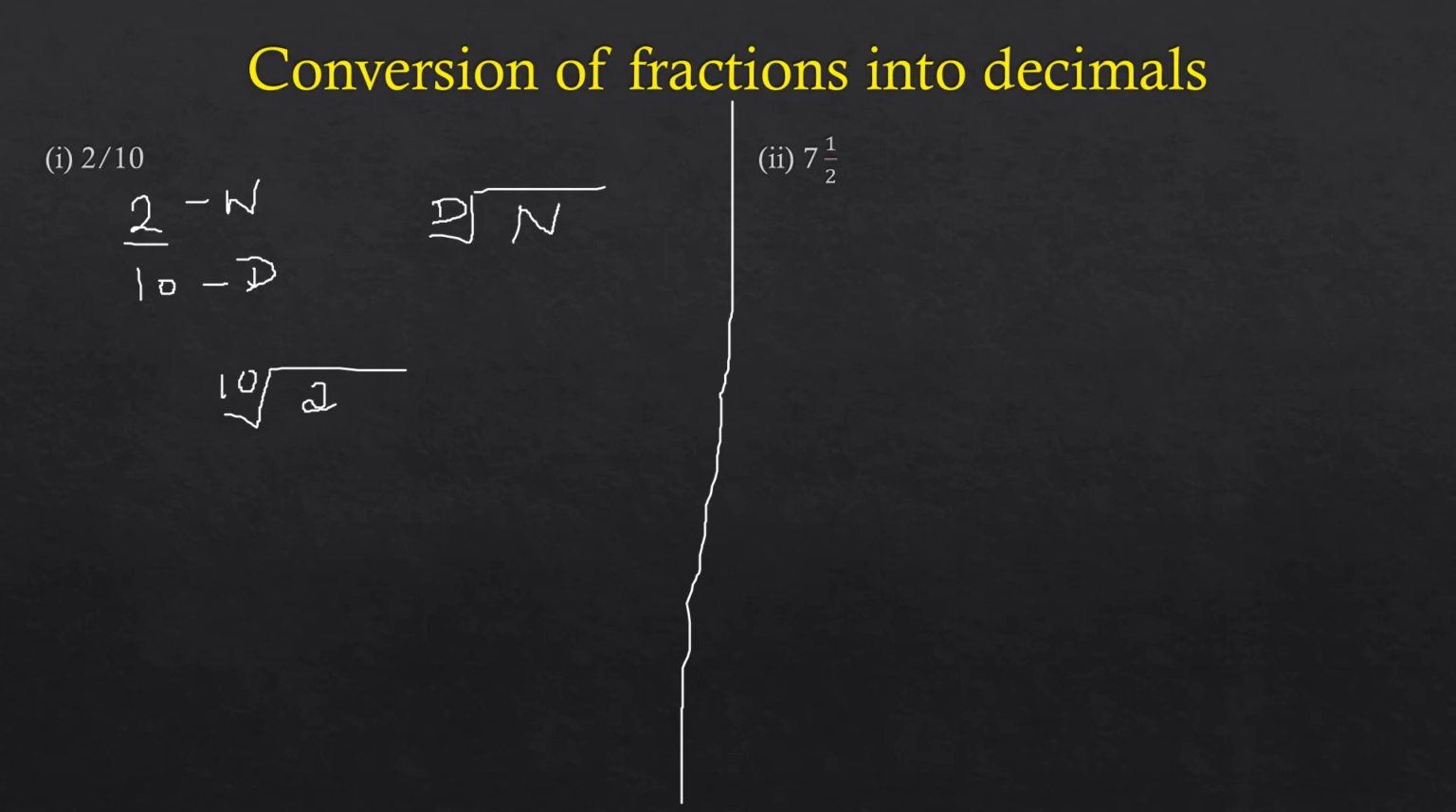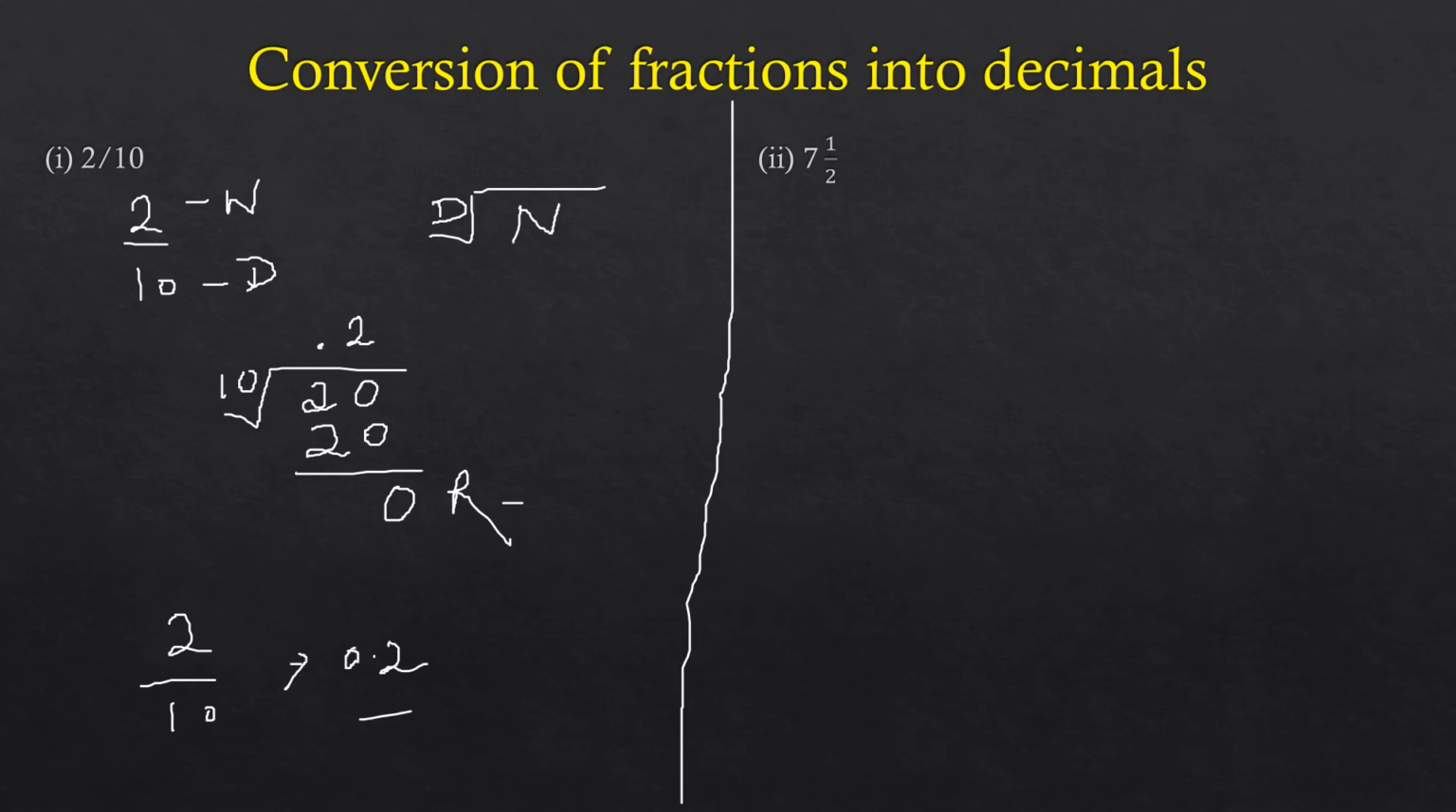Now you can see 2 is not divisible by 10. So to make 2 divisible by 10, we will put a decimal point in the quotient and insert 0 with this 2. Now 20 is divisible by 10, right? Therefore 10 2s are 20. Now the remainder is 0. When the remainder is 0, our work is done, and 2 by 10 is equal to 0.2 as a decimal. This is how we convert a fraction into a decimal.